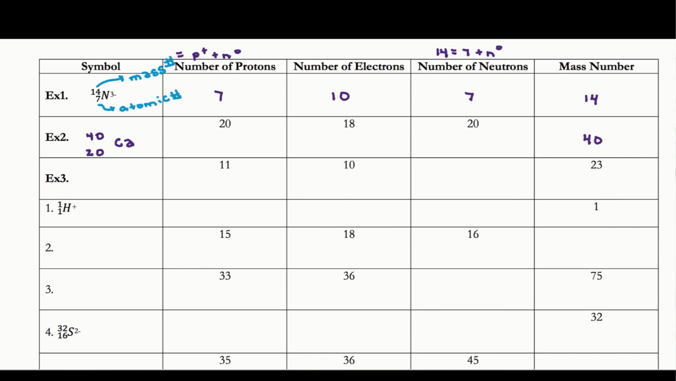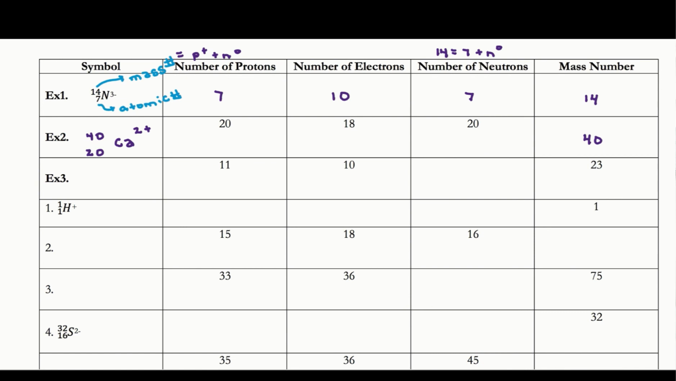And the last part is I need to figure out the charge of this atom. So if I have 20 protons and 18 electrons, what that tells me is I have 2 extra protons. If I have 2 extra protons, then that means I have a 2+ charge because protons have a positive charge. Let's look at the last example.